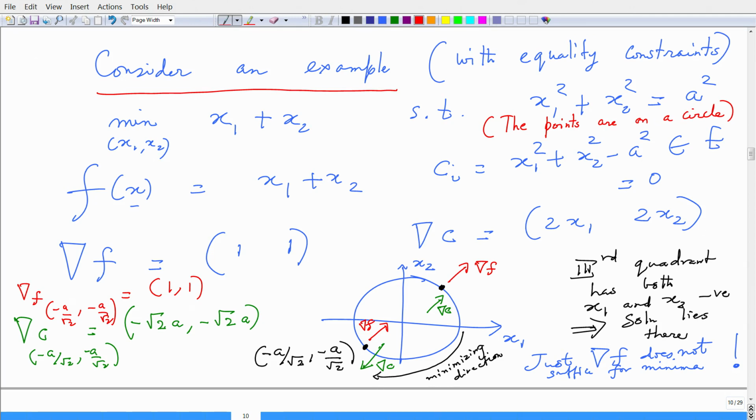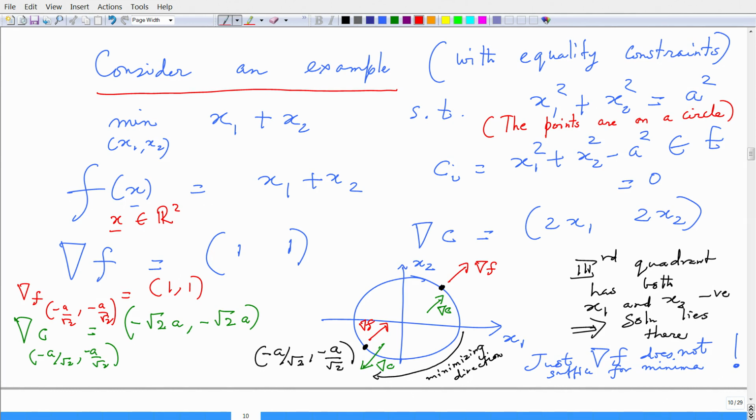Now, my objective is f of x, where x is a 2 dimensional vector, which is equal to x1 plus x2, and the constraint Ci, I will omit x for ease of notation, is x1 square plus x2 square minus a square. I mean, x1 square plus x2 square minus a square equal to 0, and that belongs to the equality constraint.